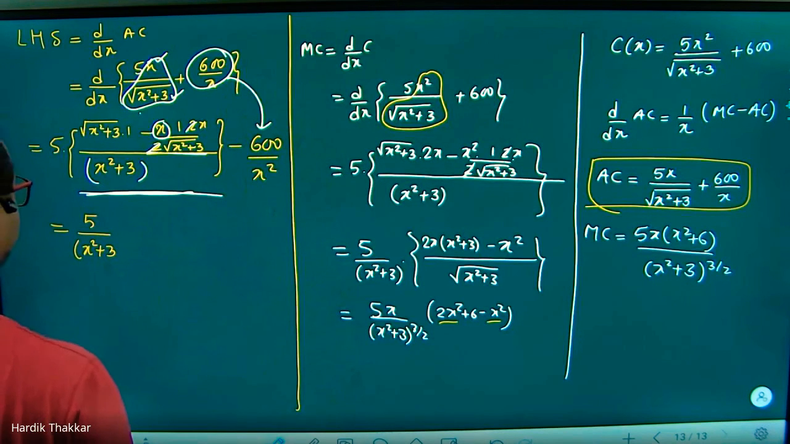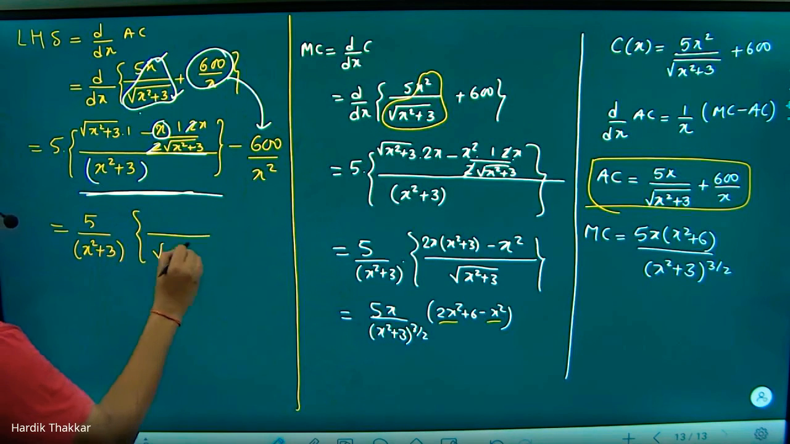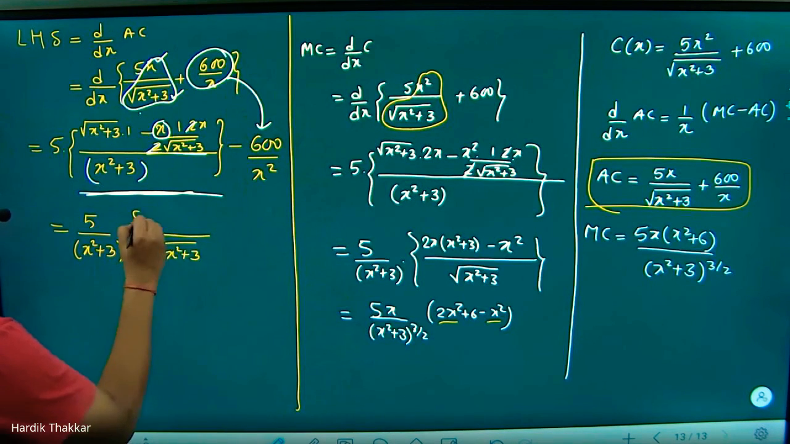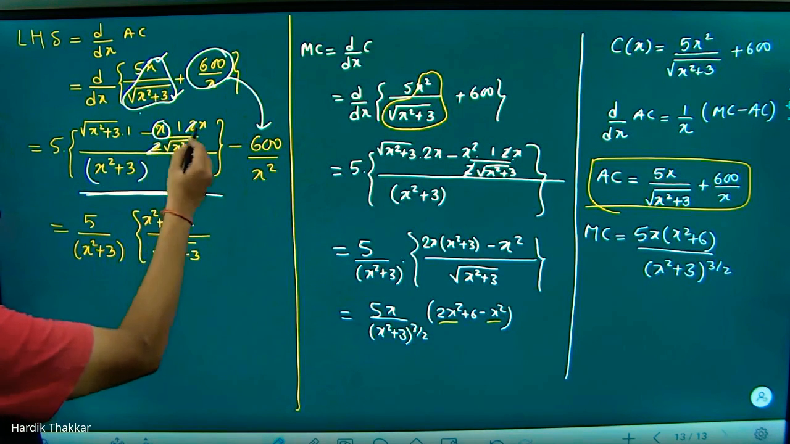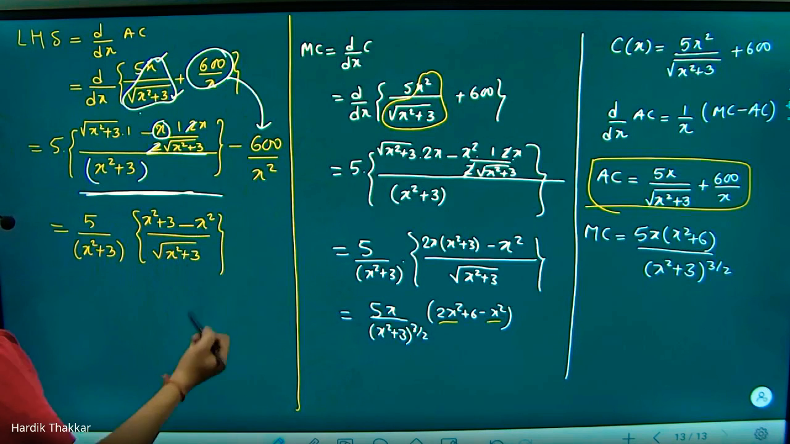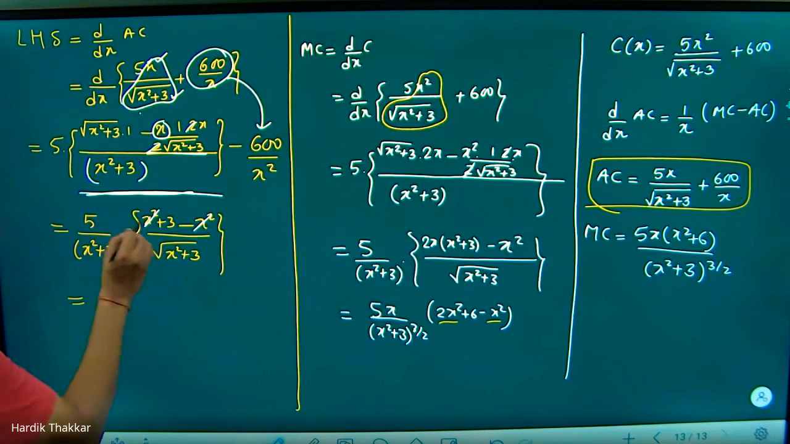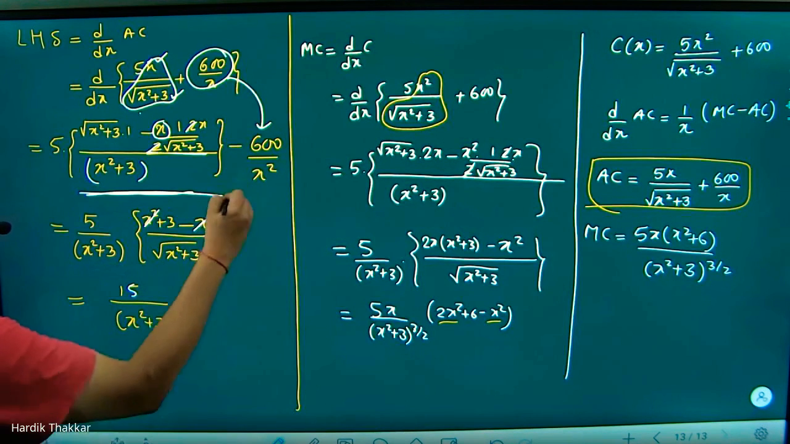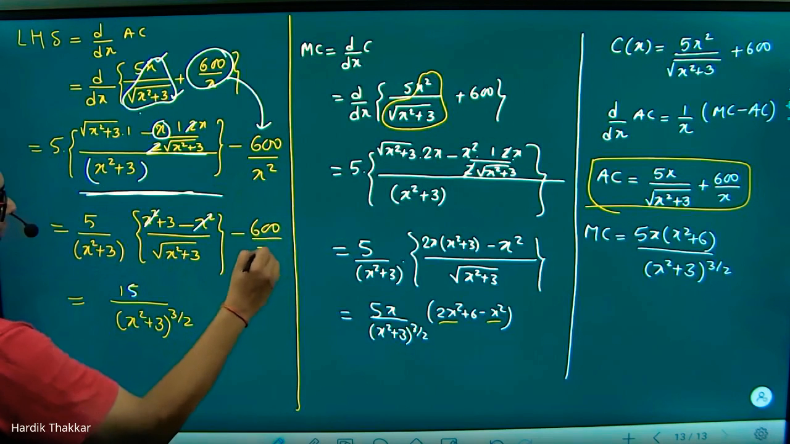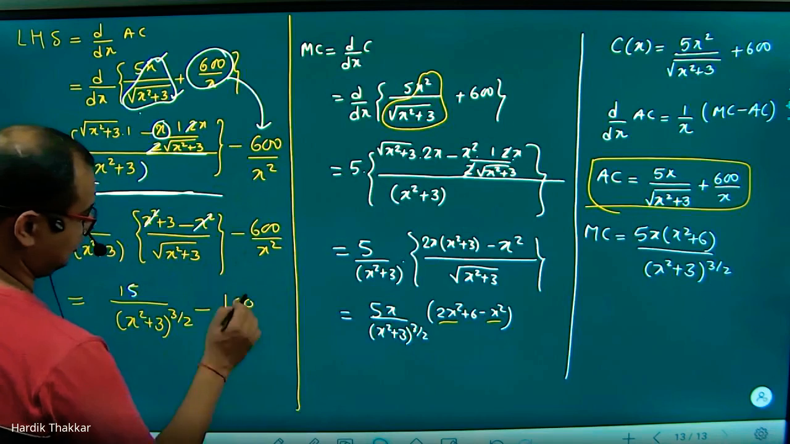Further, it will be like 5 upon x square plus 3, and this 2 and 2 get cancelled out. Now we will take LCM here, and the LCM will be root x square plus 3. In numerator, it will be x square plus 3 minus this term, which will be x into x, so we will get x square. Further, the x square gets cancelled out, and we will get 5 threes are 15. 15 upon x square plus 3 whole raised to power 3 by 2. Also, this term is there, minus 600 upon x square. So we have to write this term also, minus 600 upon x square.